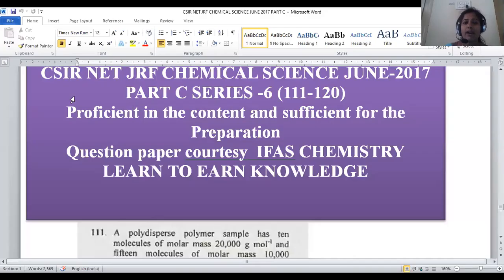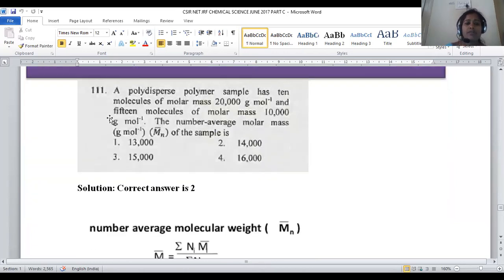So in the series 6 of Part C, CSIR NET Chemical Science, June 2017, we are going to discuss questions 111 to 120. So question 111 is: a polydispersed polymer sample has 10 molecules of molar mass 20,000 gram per mole, and 15 molecules of molar mass 10,000 gram per mole. The number average molar mass of the sample is. Here, the number average molar mass is to be predicted. This is a part of polymer chemistry. Let us see how the number average molar mass of the given polymeric sample can be predicted.